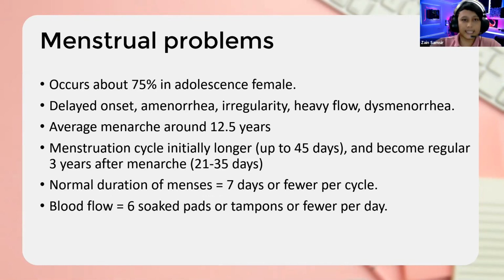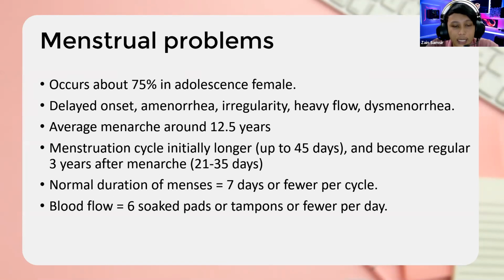Last but not least is menstrual problems. It actually occurs in about 75% of adult females. The menstrual problems range from delayed onset, amenorrhea, irregularity of the menstrual cycle, and heavy flow, as well as dysmenorrhea or pain during menses.